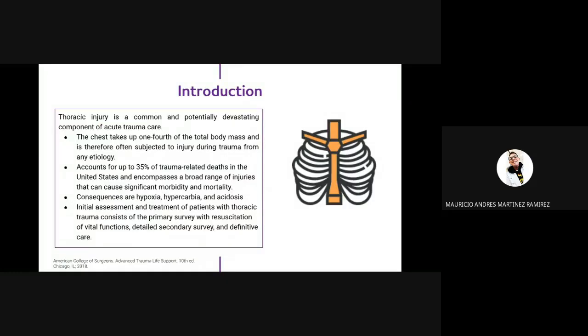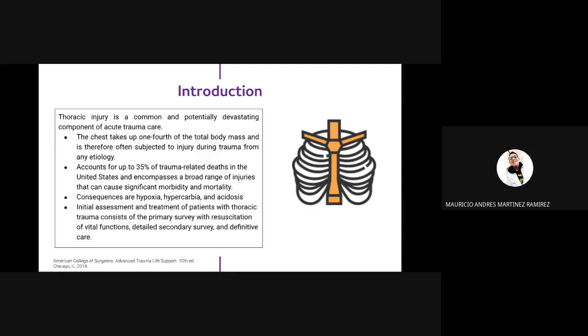I'm going to do a brief introduction to thoracic trauma. We first know that thoracic injury is a common and potentially devastating component of acute trauma care. We must know that the chest takes up 1/4 of the total body mass and is therefore often subjected to injury during trauma from any etiology. It accounts for up to 35% of trauma-related deaths in the United States and encompasses a broad range of injuries that can cause significant morbidity and mortality.